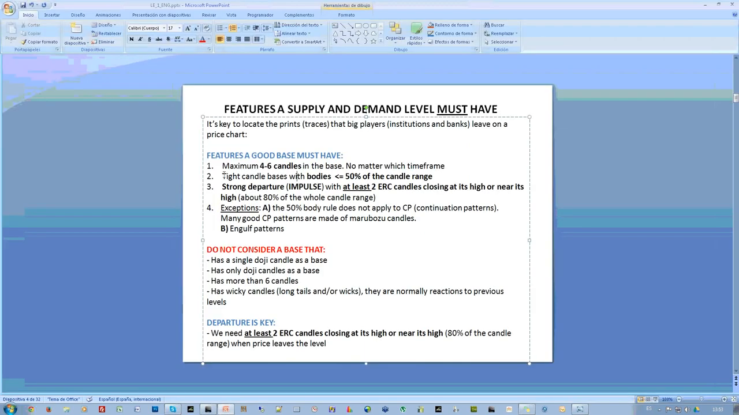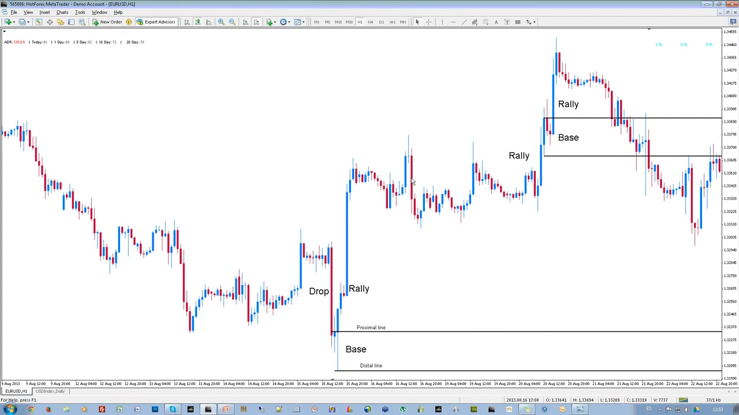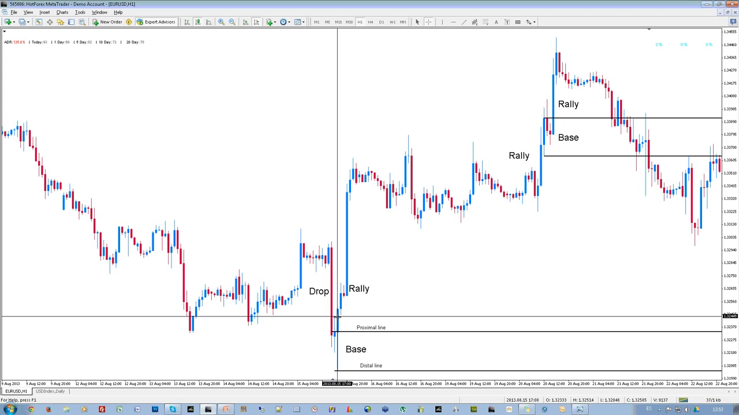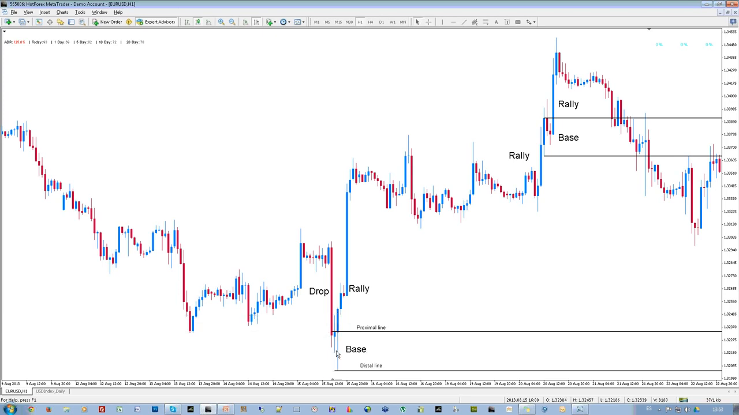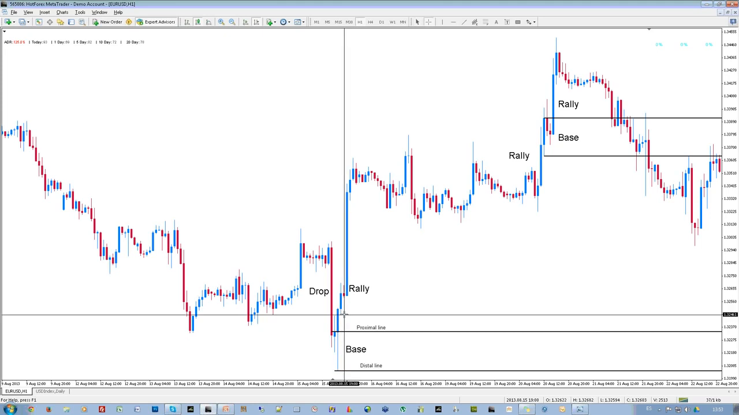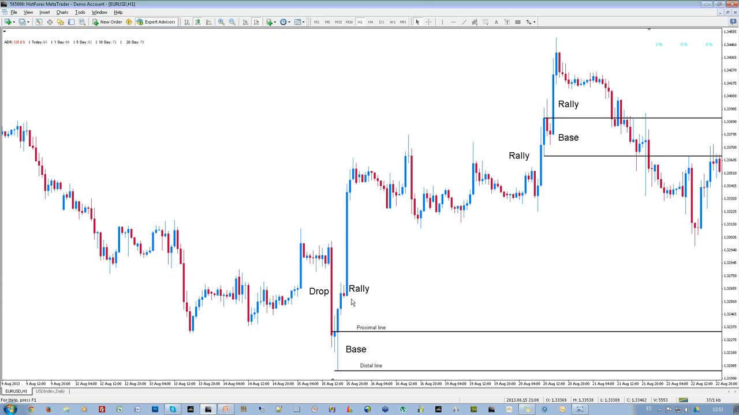We want tight candles with bodies which are more or less equal or lower than 50% of the candle range. You may be asking, what is a candle range? If we take, for example, this candle, the high is here, the low is here, open and close. So the whole range is from the high to the low. So this is a whole range. Now this is a whole range. So each candle, the whole candle from the top to the bottom, that's the whole range.